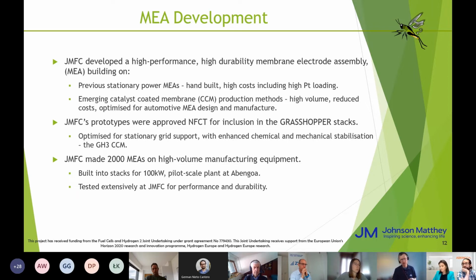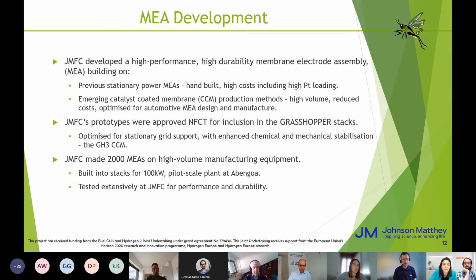And the important thing to note here is that compared to the previous stationary power applications, the platinum loading was reduced by around about 80%. So all these methods, all this ability to realize the benefits of the automotive type CCM technology allowed us to reduce the platinum loading by around 80%, but we had to take some steps to prolong the lifetime, the likely lifetime, the durability of the resulting CCM.